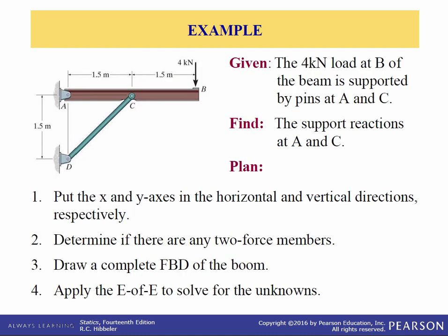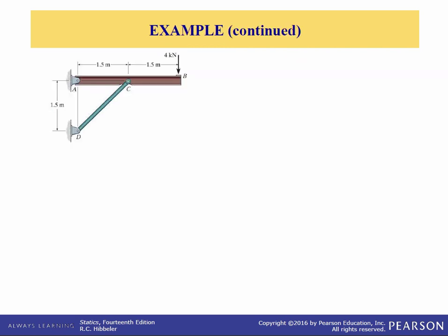So let's do an example. Here we have a 4 kilonewton load being applied at the end of this beam, and it's supported by pins at A and C. Find the support reactions at A and C. So we'll establish our XY coordinate system. We'll determine if there are any two force members, and then we'll draw a free body diagram, and then we'll apply equations of equilibrium. Okay, first let's draw the free body diagram of the beam.